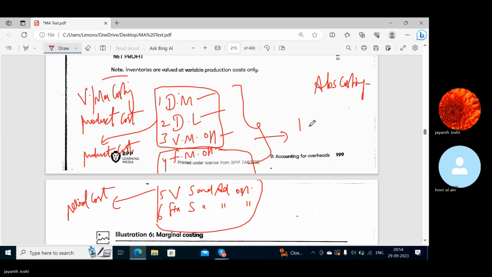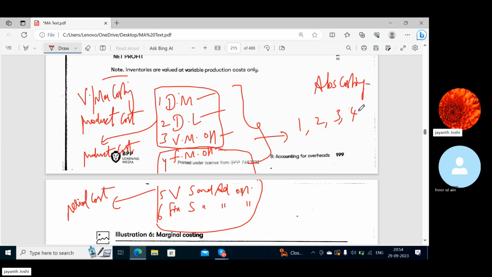1, 2, 3, 4. That is material, labor, variable manufacturing overhead and fixed manufacturing overheads. That means they are taking the fixed manufacturing overheads as well. Why? Because they consider full cost. They not only take variable cost, but they take fixed cost as well. But that too, it should be manufacturing cost.